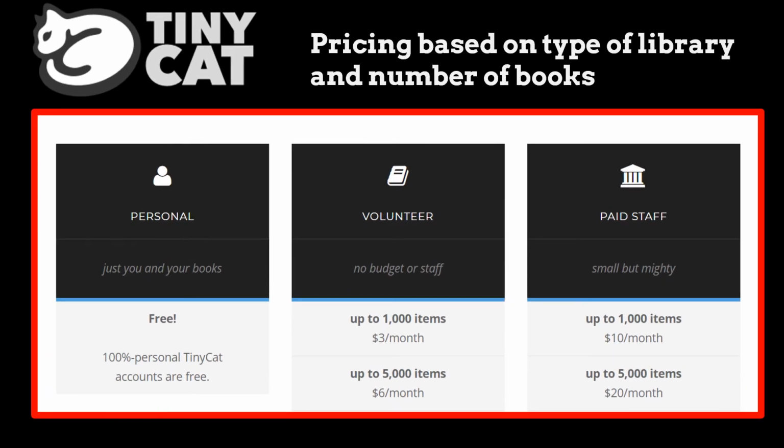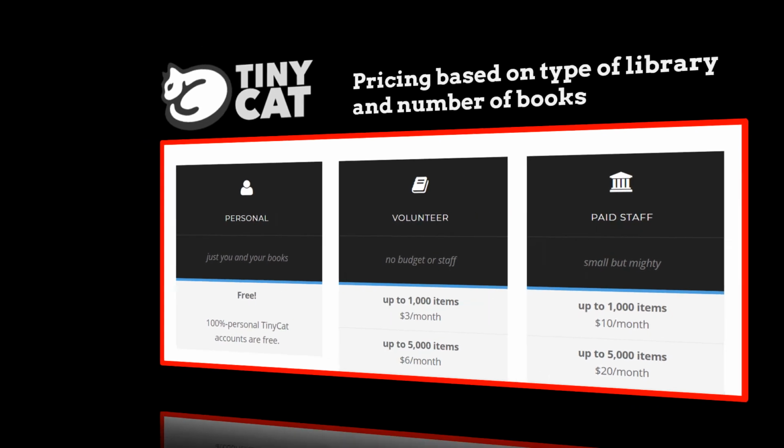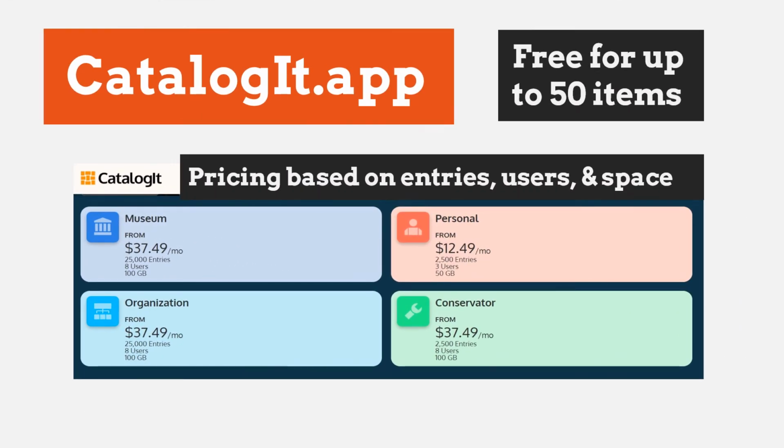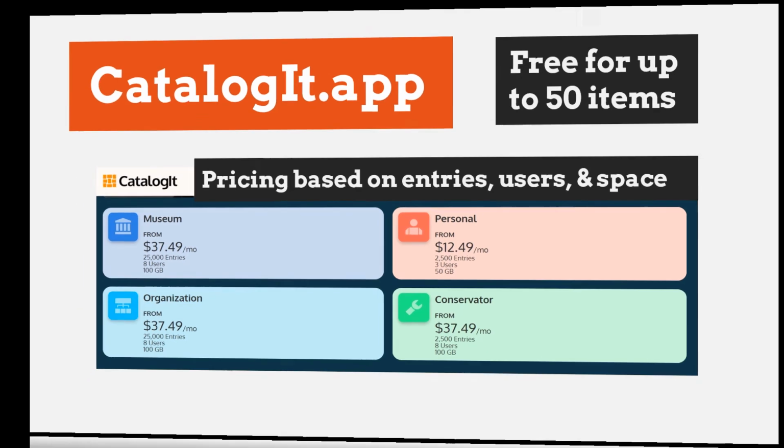Tinycat, as I mentioned before, is free for personal accounts. Libraries with no paid staff pay a nominal fee per month based on the number of books in their collection, and libraries with paid staff pay slightly more. Catalog It is free for up to 50 items, with pricing for larger collections based on the number of items, the number of users, and the amount of storage space needed.